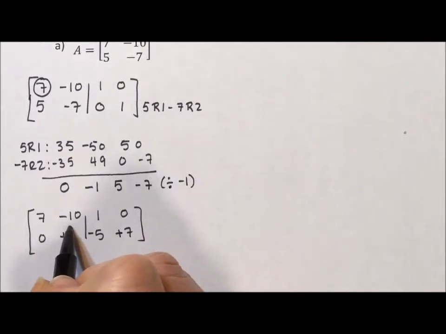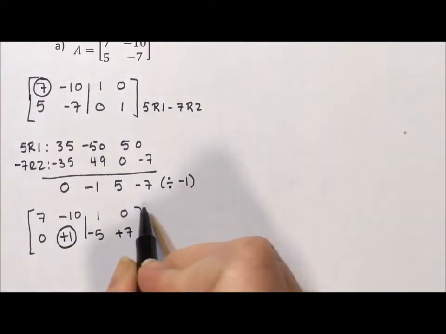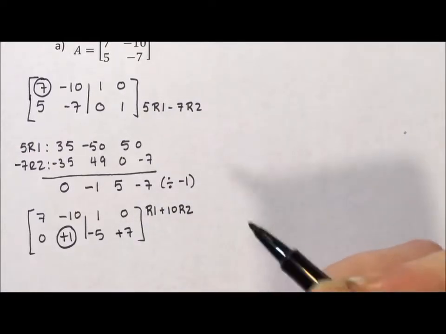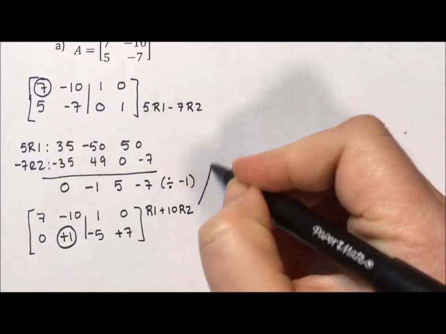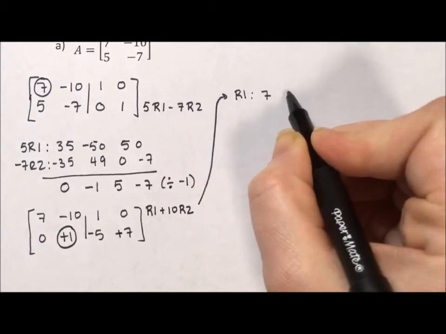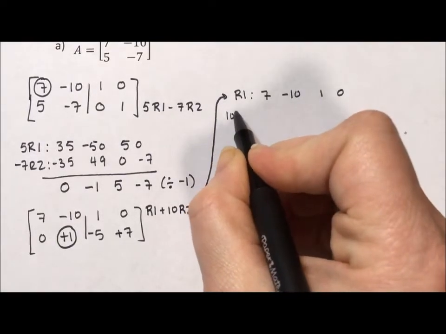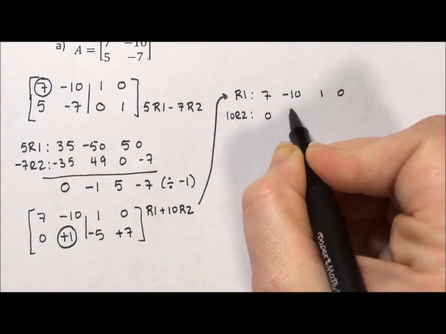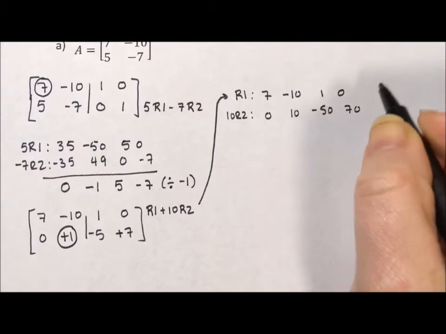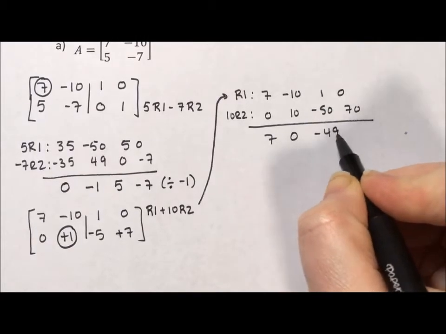Now I need to pivot on this positive 1 to eliminate that negative 10. So to do that, I'm going to say row 1 plus 10 times row 2. So I'm going to come up here. I'm going to say row 1, which is the 7, negative 10, 1, 0, and 10 times row 2. So 0, 10, negative 50, 70. And when I add down, I'm going to get a 7, 0, negative 49, 70.